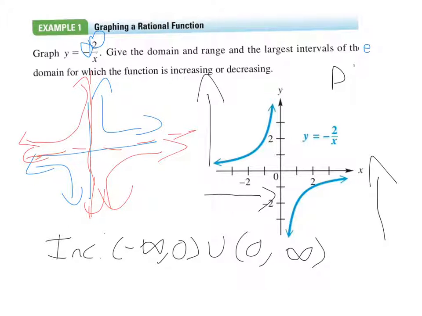And the domain would be the same: from negative infinity to 0, unioned with the interval from 0 to infinity.